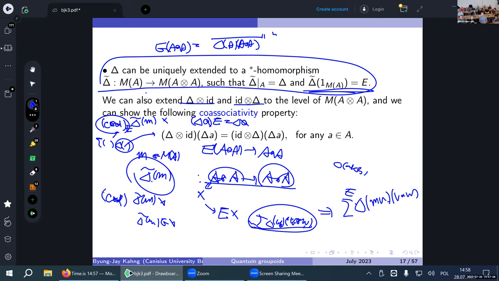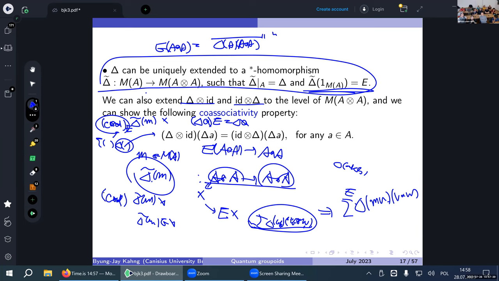But my point was, in the end, you sort of addressed this because you extend delta, which was originally a map from A to the multipliers of A tensor A, to a map from M of A to multipliers of A tensor A. Great. Now you want to look at identity tensor delta. What is it defined on? Well, whatever this identity is on, tensor M of A. But this is not enough. You need it on M of A tensor A, which is even bigger. It's, as I said, next level extension.